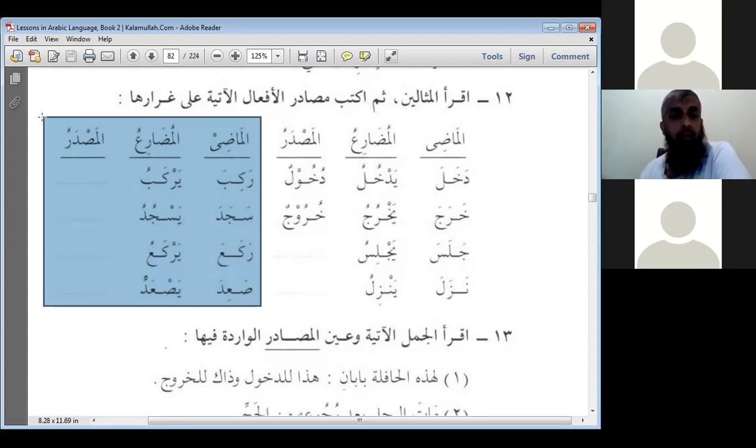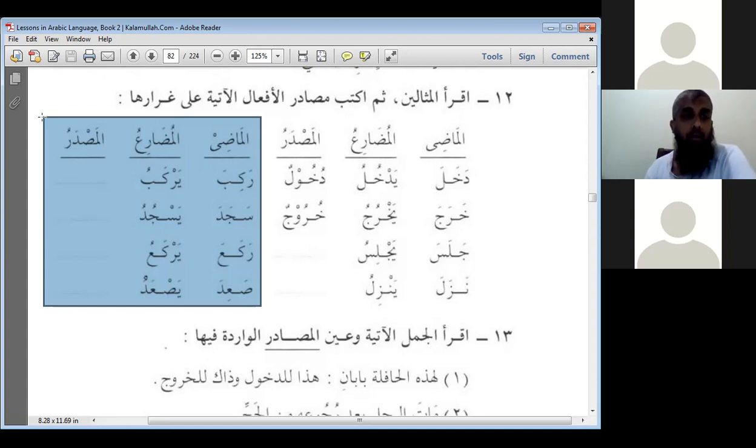Raka'a yarka'u ruku'un. Right, so this means to bow down. He bowed down, he bows down, present tense. And then you have ruku'un, which means bowing. Sa'ida yas'adu su'udun. So say after me: sa'ida, yas'adu, su'udun.